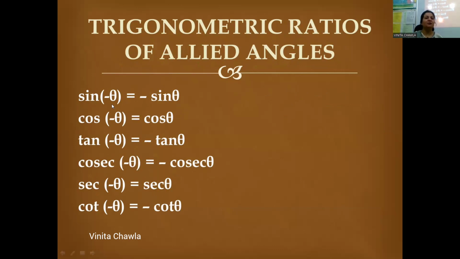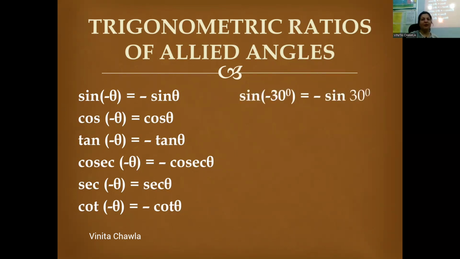So here you can see only cos and sec are positive. The other trigonometric ratios are negative. So we have only cos and sec positive: cos minus theta is cos theta and sec minus theta is sec theta, while the other trigonometric ratios are negative. Please write this.